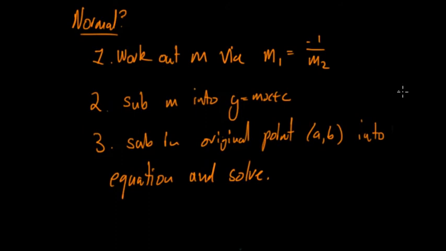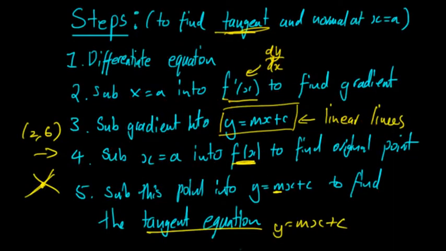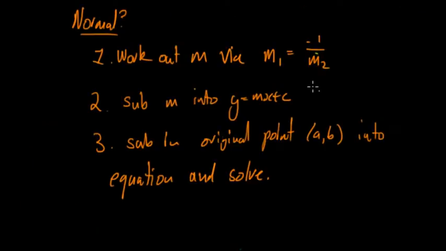So what if we wanted to find the normal? Well, if we've already done the previous steps, then the first step is to find the gradient. We can find this via m2 is equal to -1 on m1. This assumes you've already worked out the tangent, and if you already know the tangent, then you already know the gradient. If you don't know the tangent, you'll have to go to the previous steps. You don't have to go all the way to the end, but you will have to find out what the gradient is at that particular point. Then you can sub it into this formula here, and you can work out what m is for the normal.